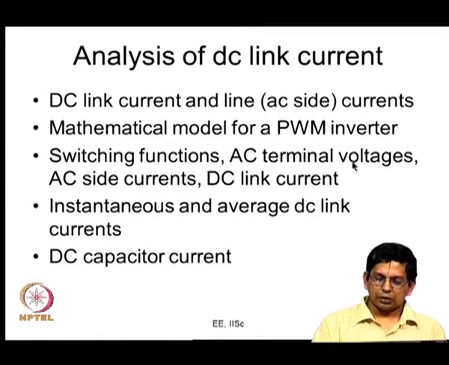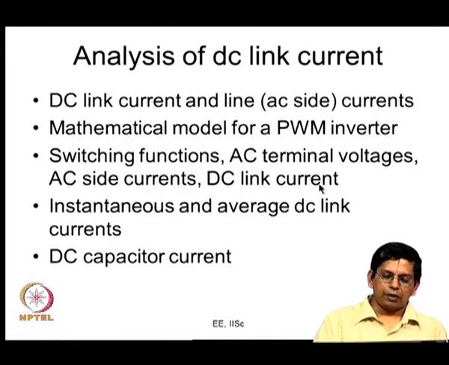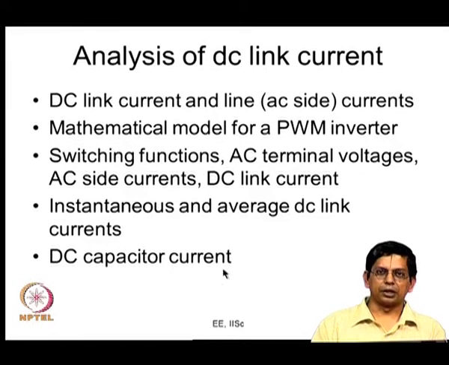So, we would have a quick recap on that, and we would deal with the instantaneous and average DC link currents at greater length, and we would also try to come up with the DC capacitor current, and see how an analytical expression can actually be written. For example, the DC capacitor current, let us say you have a voltage source inverter operated at a particular DC voltage, at a particular modulation index, switching frequency, power factor and so forth.